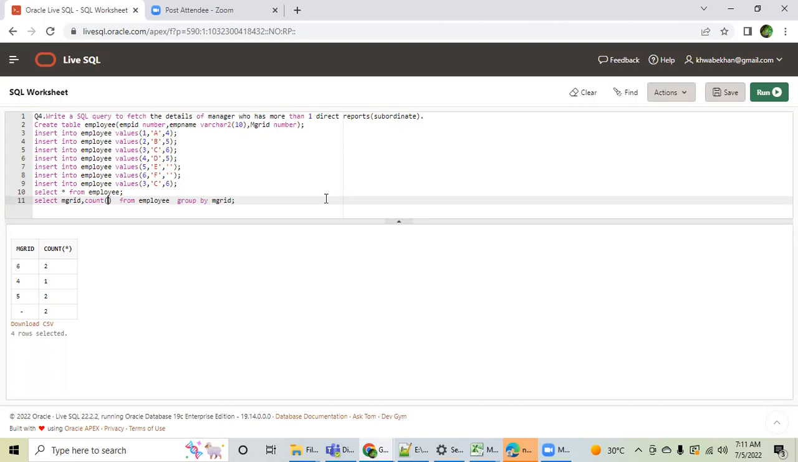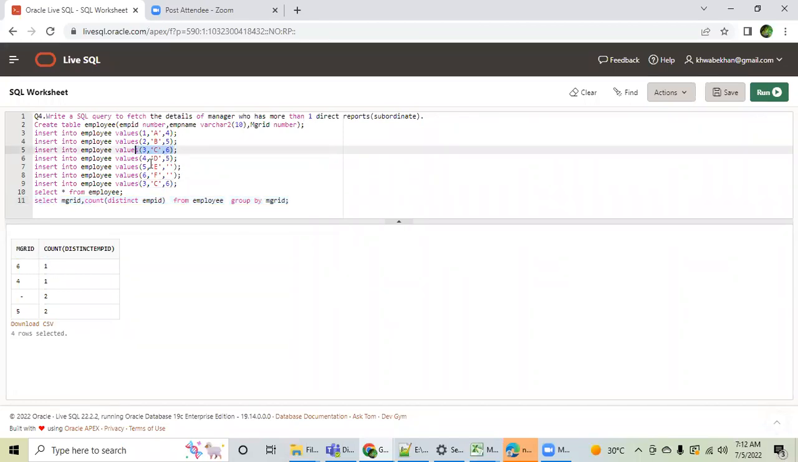Distinct employee ID, or name, anything. Now let me run this. See, for manager ID 6, the count of distinct employee ID is 1. Try to understand this one. Manager ID 6, count of distinct employee ID value is 1. But here for manager ID 6, I have 2 records.